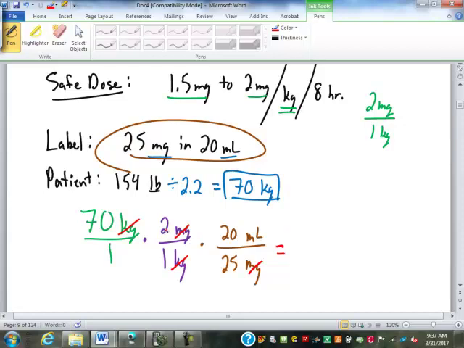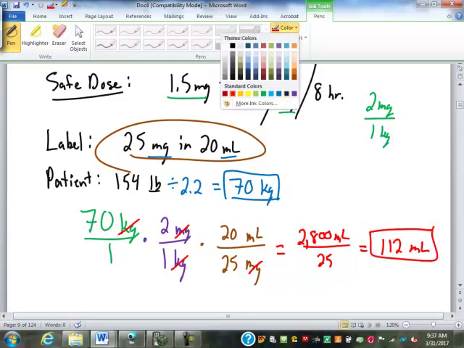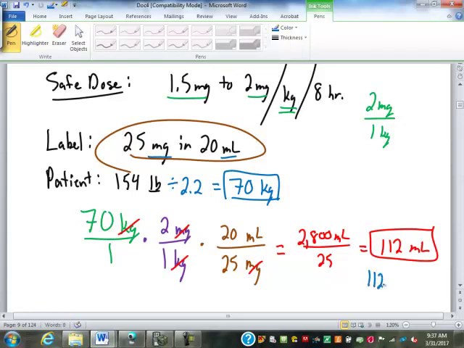So we got 70 times 2 is 140, times 20 is 2,800 milliliters, over 1 times 25. Was that 112 milliliters? Okay, and of course, we have to make sure we qualify that. That is 112 milliliters every 8 hours. Well, we used the 2, which was the larger of the two numbers. So that means what we have here is the maximum dose.